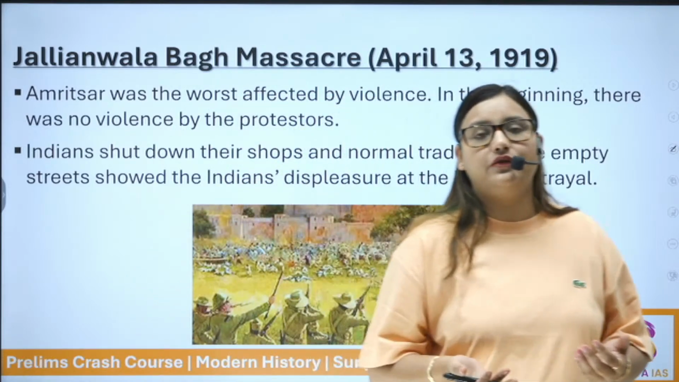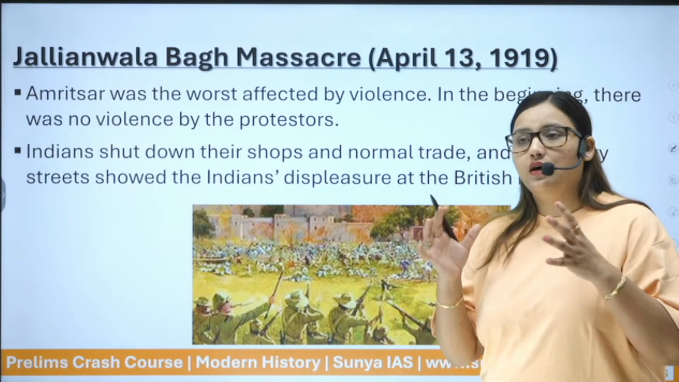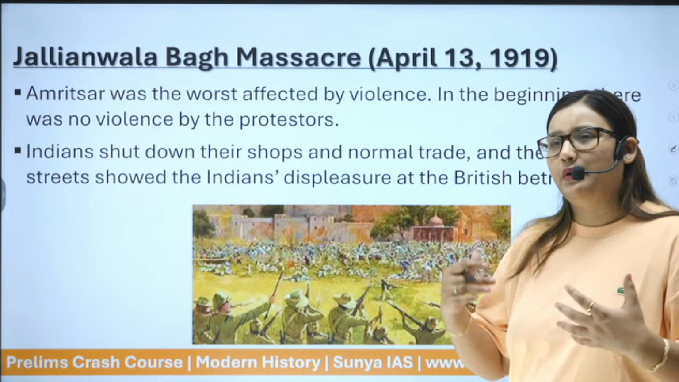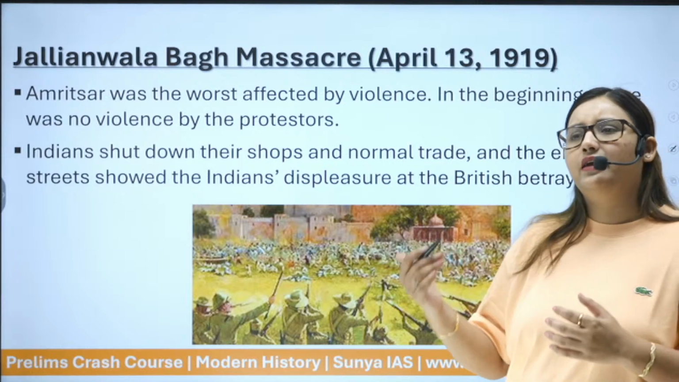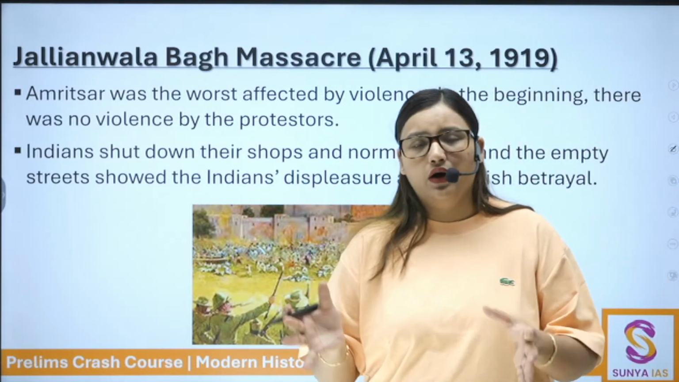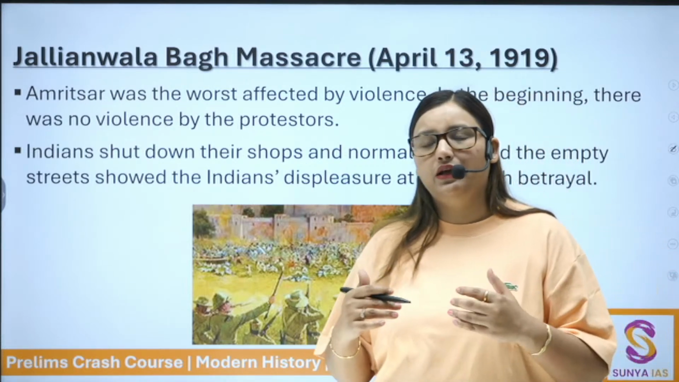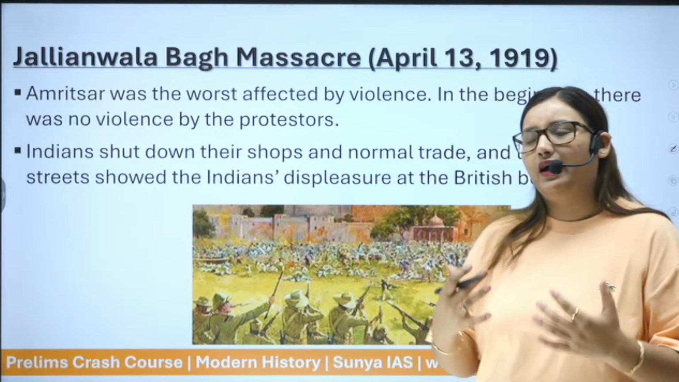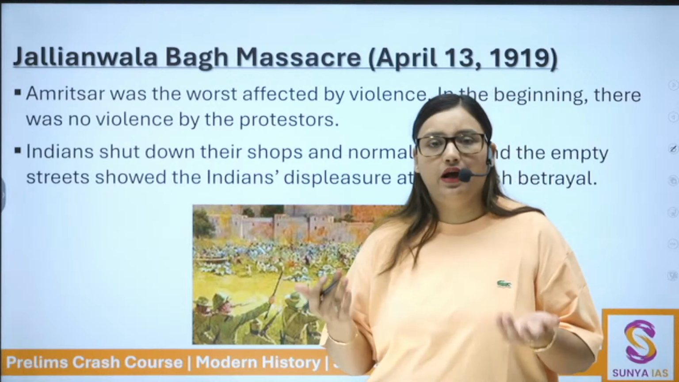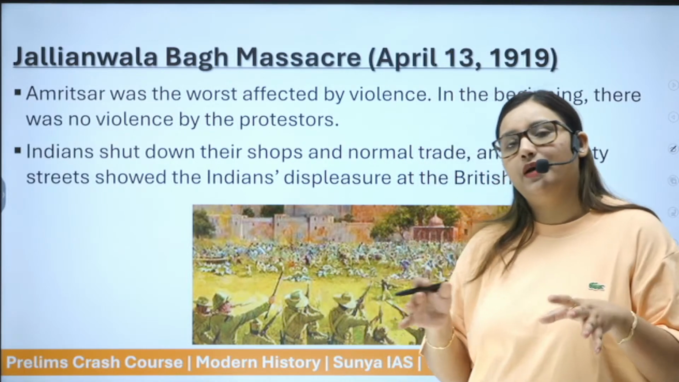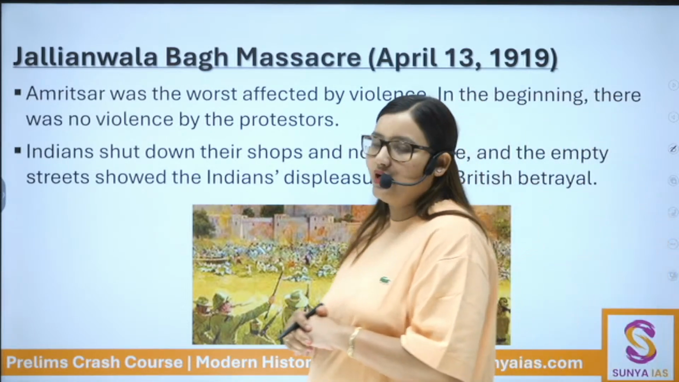It was a festive day, and on the occasion of this festival Baisakhi, many local people and people from other villages also came to visit the Golden Temple, and they gathered in the Jallianwala Bagh, the garden. So many of the people were peaceful and had no intention to protest. They were just there to celebrate the festival and the occasion. On the occasion of Baisakhi, they were just spending their time in the Jallianwala Bagh.